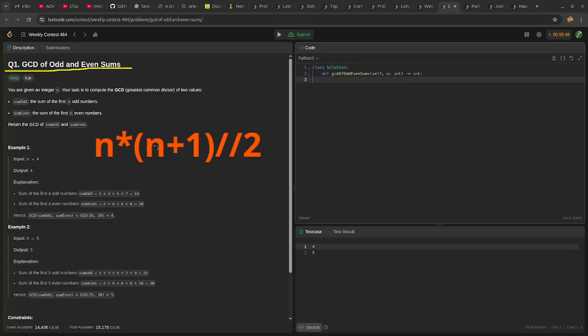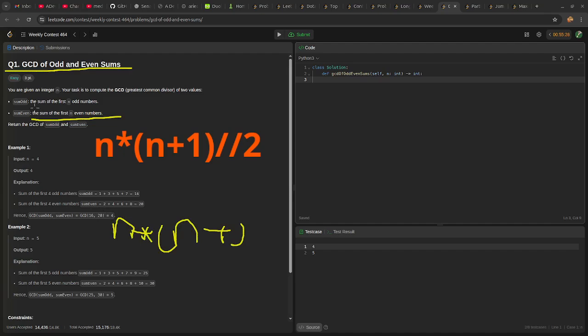First of all, we know that the sum of numbers from 1 to n is n times n plus 1 divided by 2. Then the sum of the first n even numbers will be n times n plus 1.